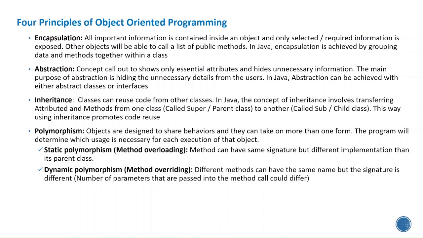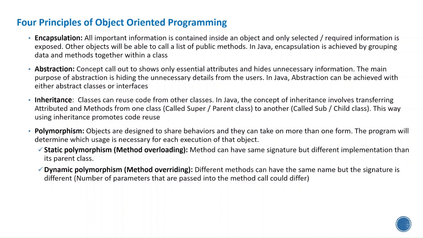There are four principles of object-oriented programming. The very first is encapsulation. It says that all the data, information within the object is hidden and only provided to the outside world when it is required. All other objects that are not directly related are only able to access public methods or publicly exposed methods from this class. As an example, in Java, the encapsulation is achieved by grouping the data and methods within the class.